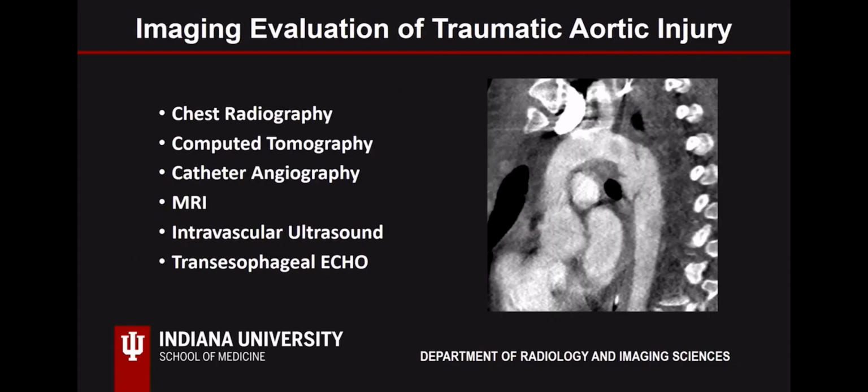There are a number of imaging modalities at our disposal for evaluating patients with suspected aortic injuries. The primary modalities are chest radiography, computed tomography, and catheter angiography. MRI, though it can evaluate aortic injuries, is not typically used in the acute setting. Intravascular ultrasound can acquire high-resolution images of the aortic wall. However, it requires a special probe and expertise to perform this. Transesophageal echo also requires specialized expertise, but can be performed in the operative suite if the patient is too unstable to undergo computed tomography. The workhorse for trauma imaging, especially of the aorta, is CT.